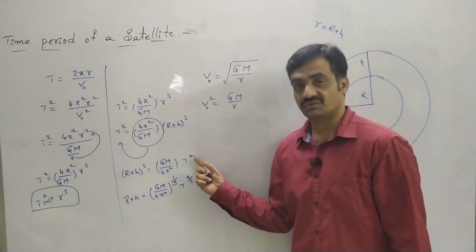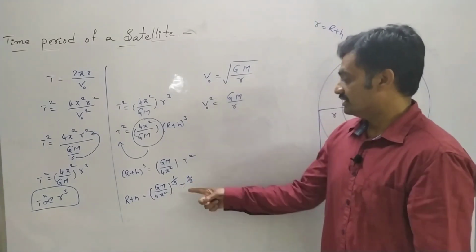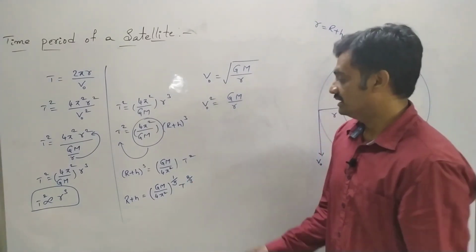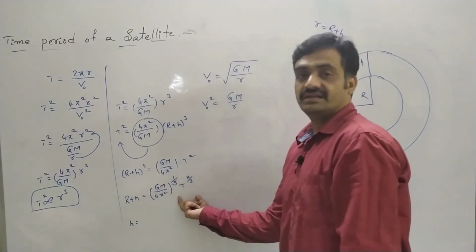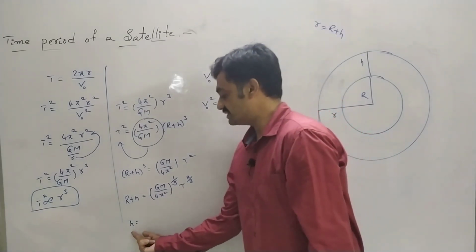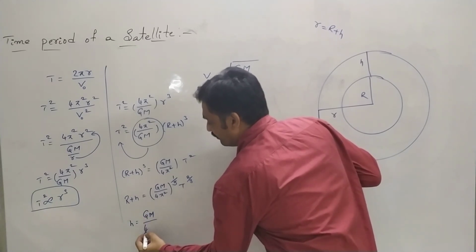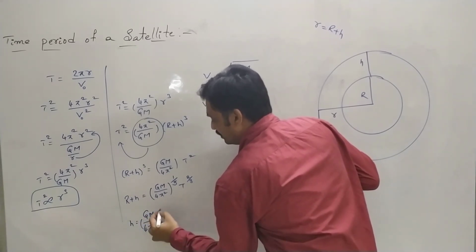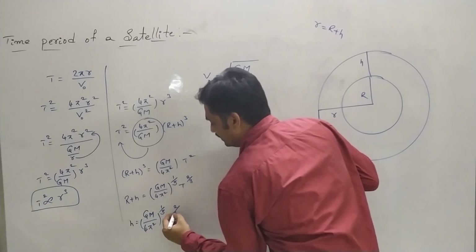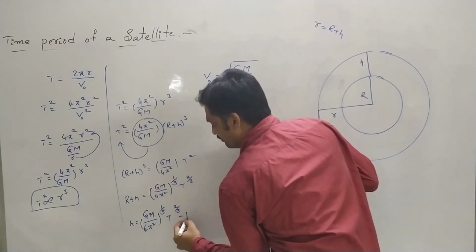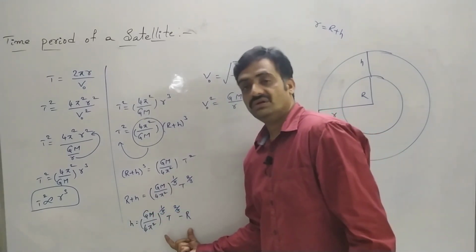Because time period is a square to the power of 1 by 3, 1 by 3 can be represented as 2 by 3. Why? Because t is having a square. Now from this we have to represent the time period expression in terms of height. So height of the satellite h is equal to (GM by 4 pi square) whole to the power of 1 by 3 into t to the power of 2 by 3 minus R, because we brought this R towards this side, plus converts into minus.